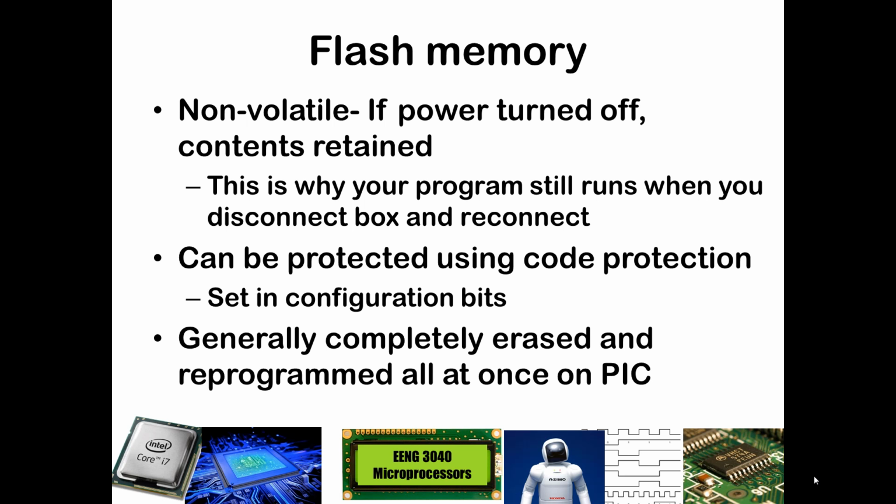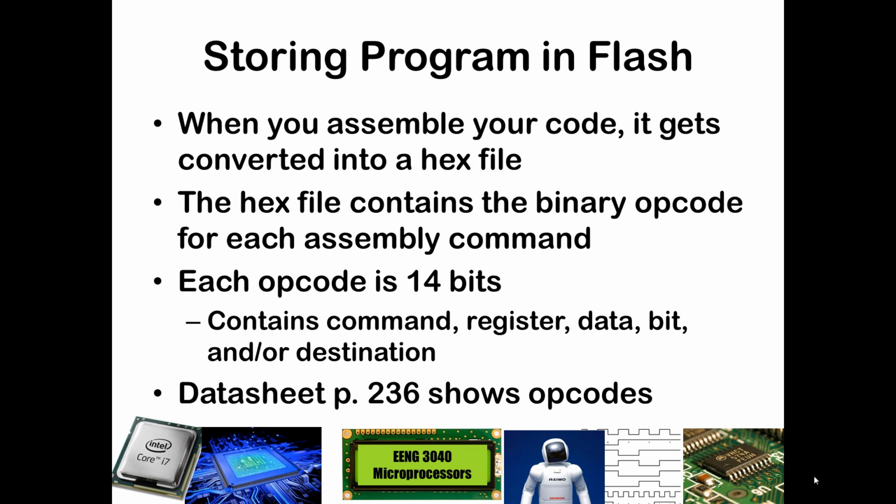You may have noticed when you're using your programming software that you don't have to blank the code. It automatically does that for you when you say load and program. So how do you store the program into Flash? Well, when you're using MPLAB-X to compile your code, whether that be in assembly or in C, it gets converted into a hex file. We've really just ignored the details of what are in those hex files until now, but now we're going to unpack that and look at what happens.